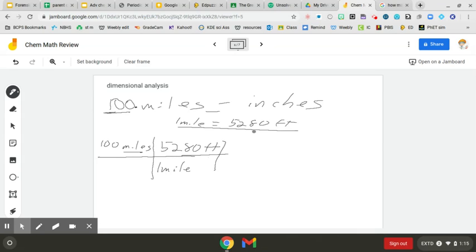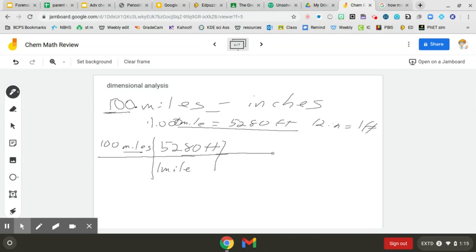528,000. But I want inches, so I need another conversion factor, and I know that there's 12 inches in 1 foot. And you might say, well, what about this one here? Is that going to limit me on my significant figures? No, because this is the conversion factor, so it's exactly 1 mile. I could just as easily write 1.000 miles is equal to that many feet, in which case those are significant zeros.